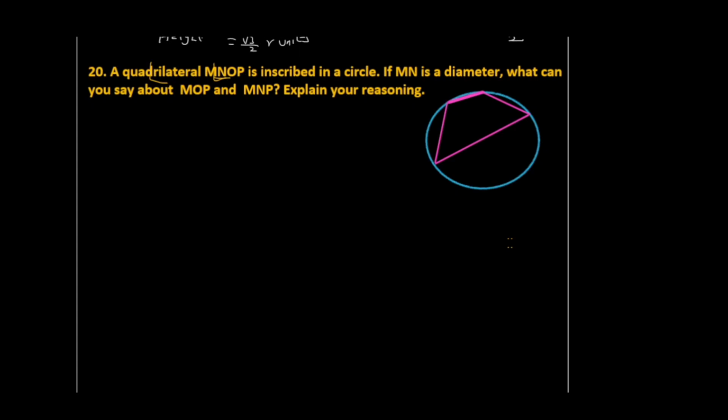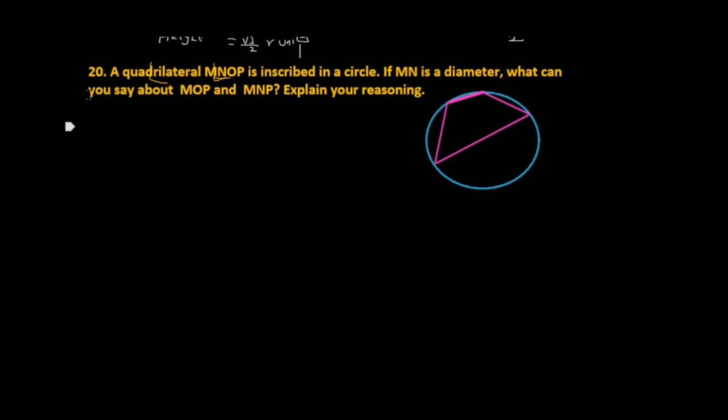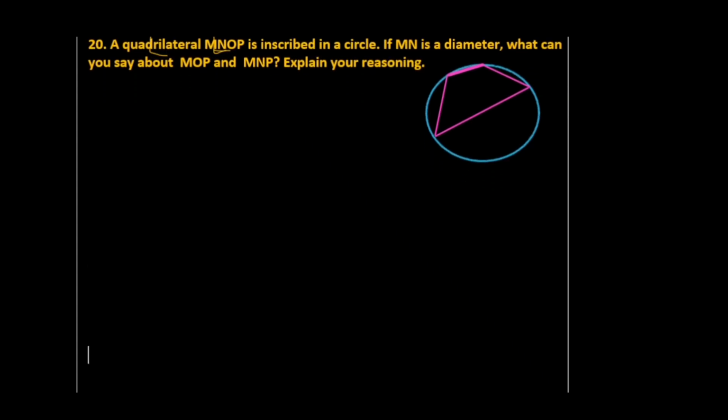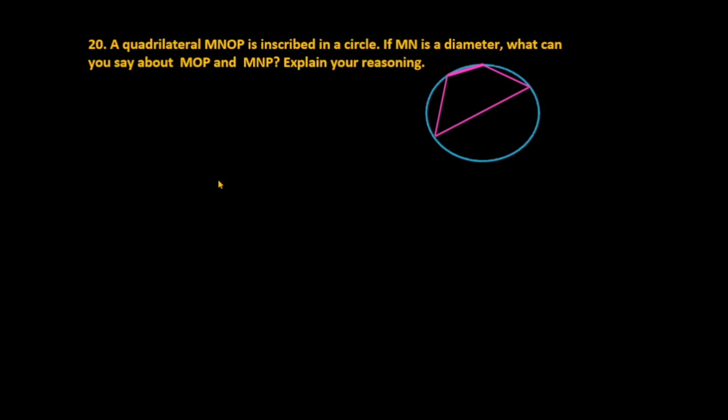Next question: a quadrilateral MNOP is inscribed in a circle. If MN is the diameter, what can you say about the angles? Two angles: angle MNP and angle MOP. These are the two angles.